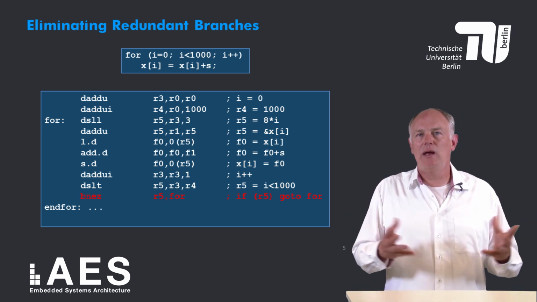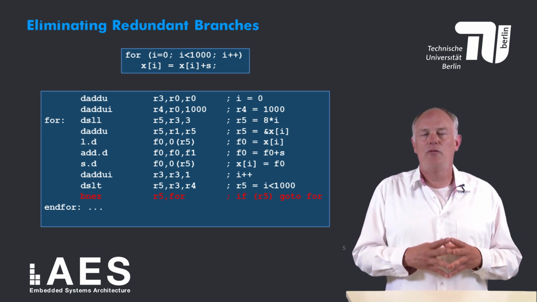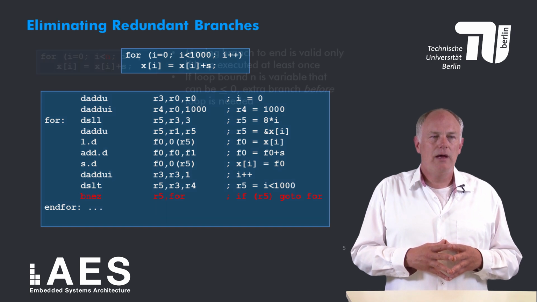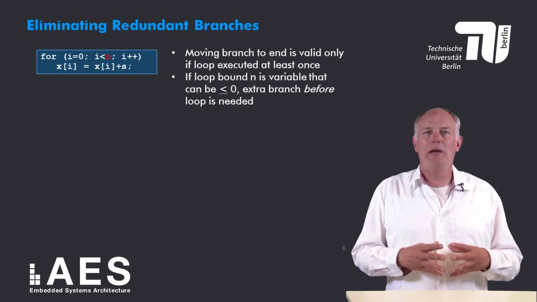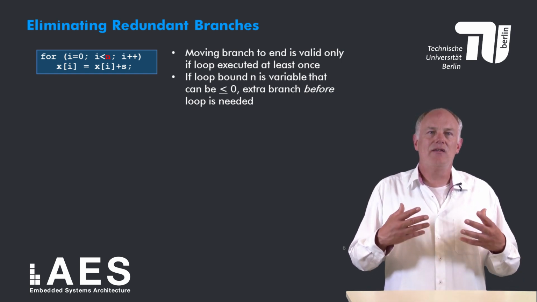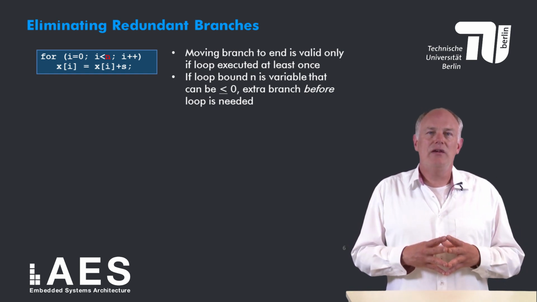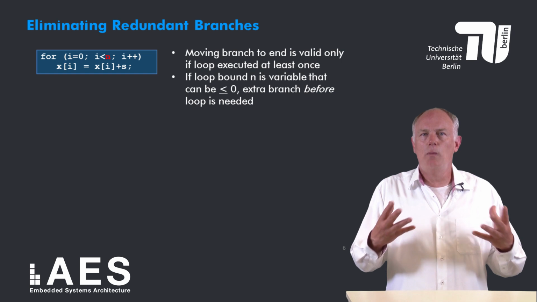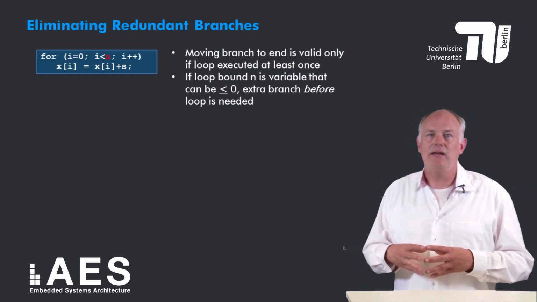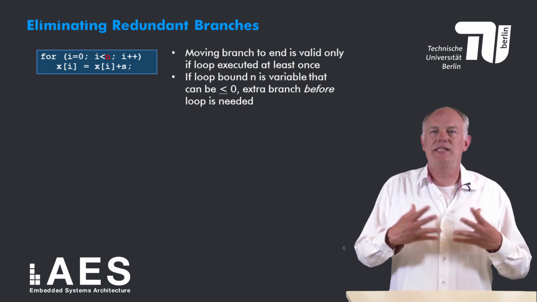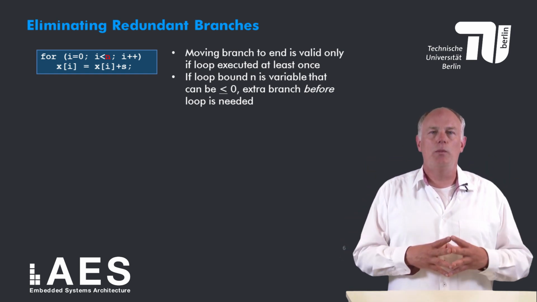We have made a small improvement of 1 out of 9 instructions per iteration, but there is still scope for more improvement. As said, moving the branch to the end is valid only if the loop will be executed at least once. If not, it's not a legal optimization. If the loop bound is a variable n which can be less than 0, as highlighted here in red, 1 branch per iteration is still sufficient, but we need an extra test at the beginning, before the loop.